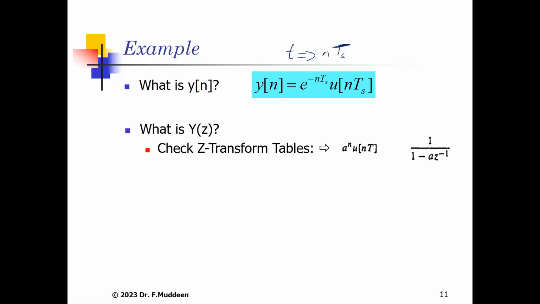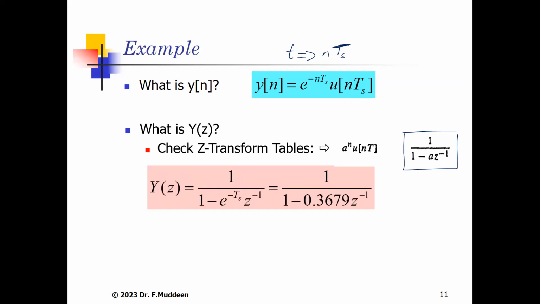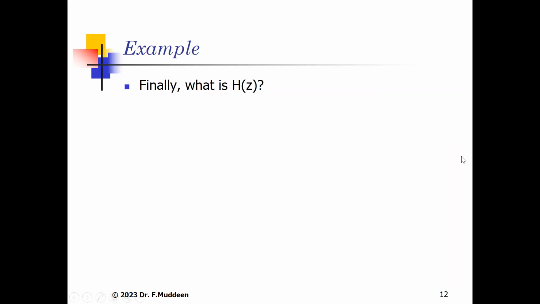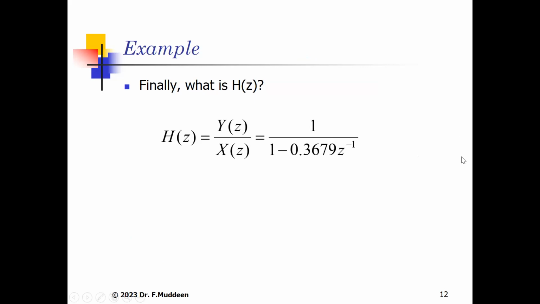From your transform tables, this is in the form of an exponent, a to the n u[n]. So the z transform of that is 1 over 1 minus a z to the minus 1. Make the substitutions, and we have Y(z) is that. We know that X(z) is 1, as we said before. So therefore, the final transfer function is 1 over 1 minus that factor by z to the minus 1.